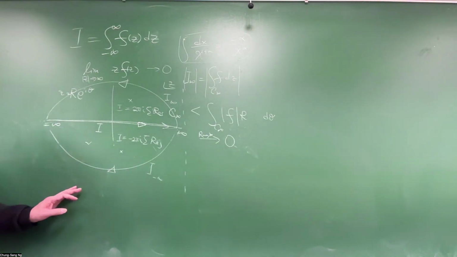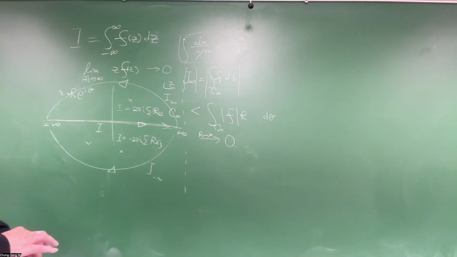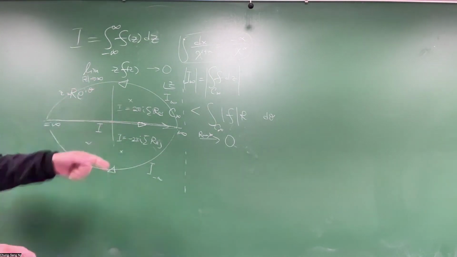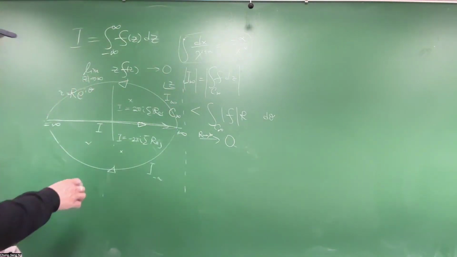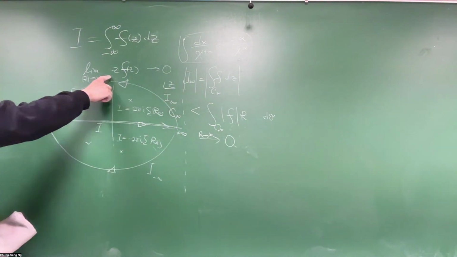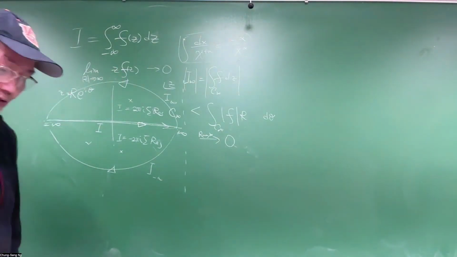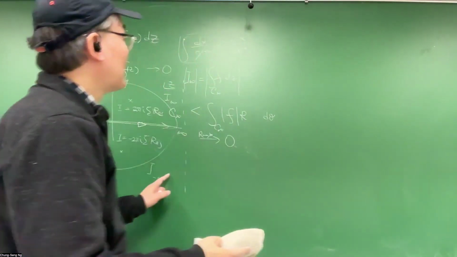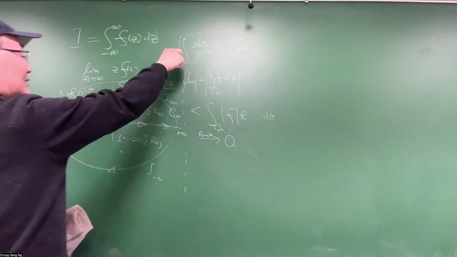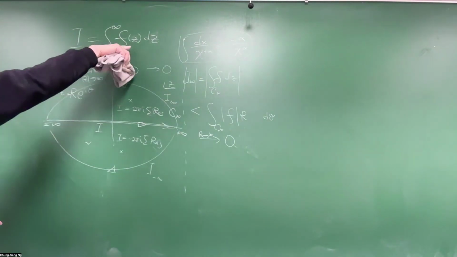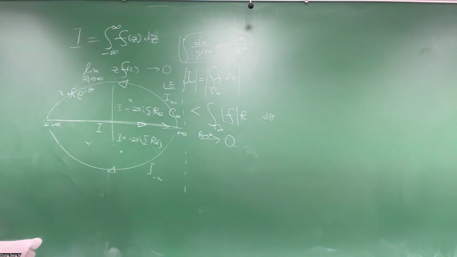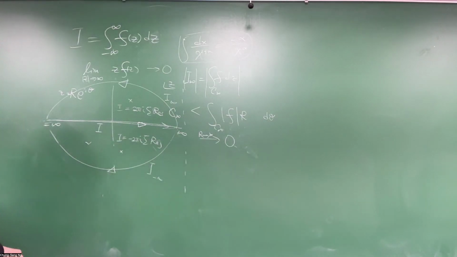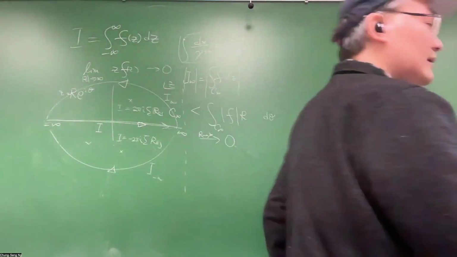So this justification is quite straightforward, but we just need to remember this condition. The f has to go to 0 at least faster than 1 over z in order for this method to work, which is to say, again, the same as whether f exists when the argument is large.